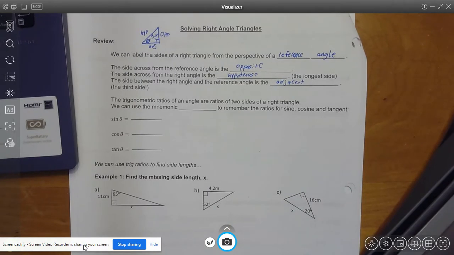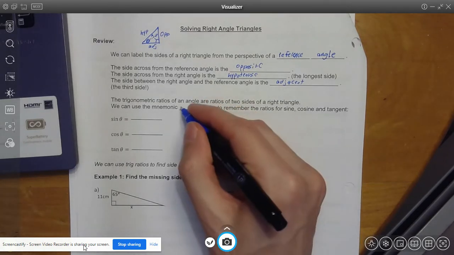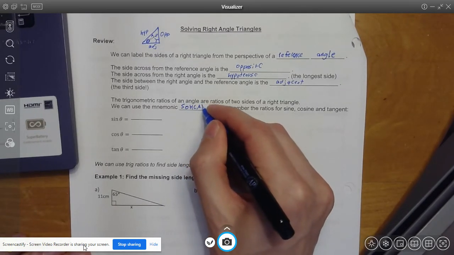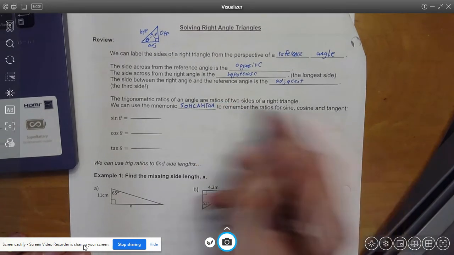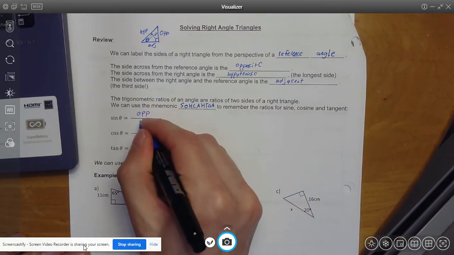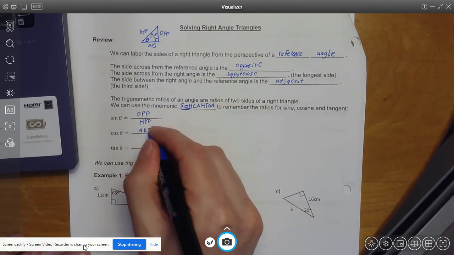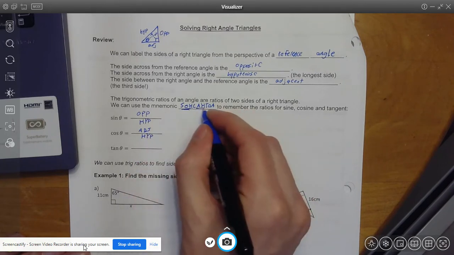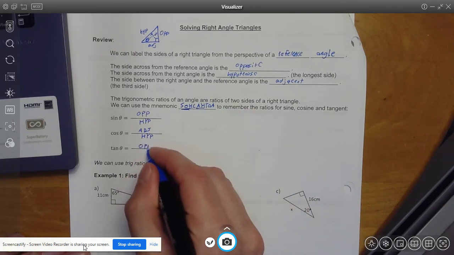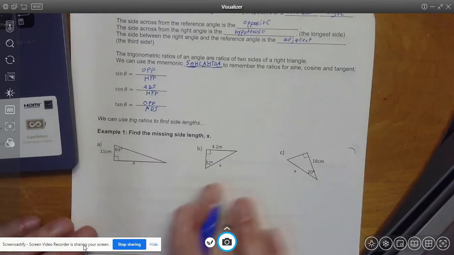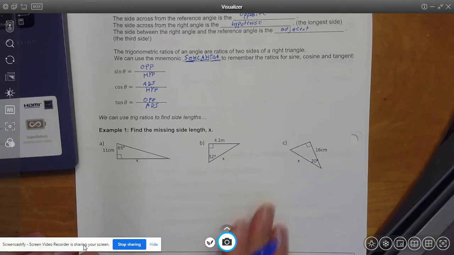And then all the trigonometric ratios are numbers or ratios stored in your calculator. And we can use this mnemonic. Again, we talked about in class, a mnemonic is a memory tool or memory device. So we use SOHCAHTOA to remember the ratio. So sine is opposite divided by hypotenuse. That's the SO part of SOHCAHTOA. Cosine is adjacent divided by hypotenuse. And tangent is the opposite divided by the adjacent. Okay, so we're going to use these three ratios to solve a bunch of problems with triangles.